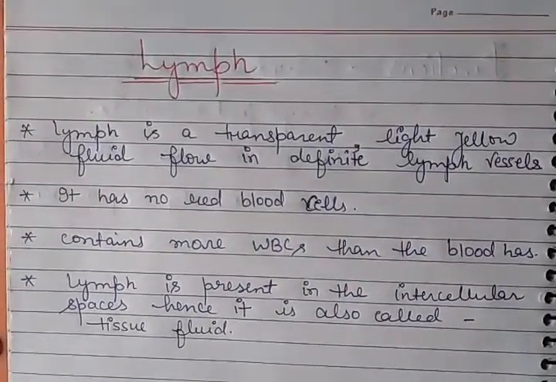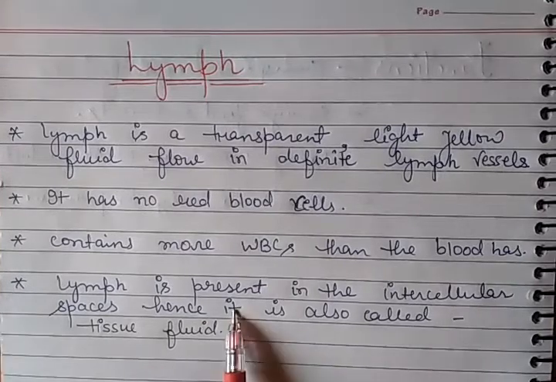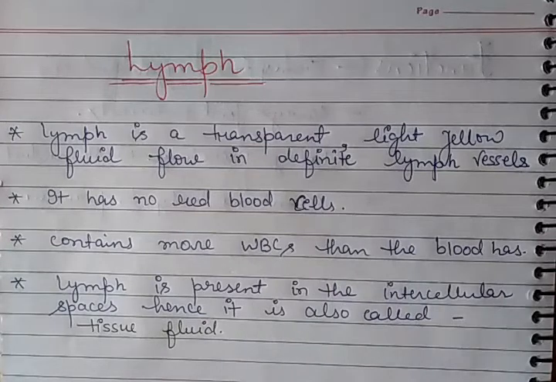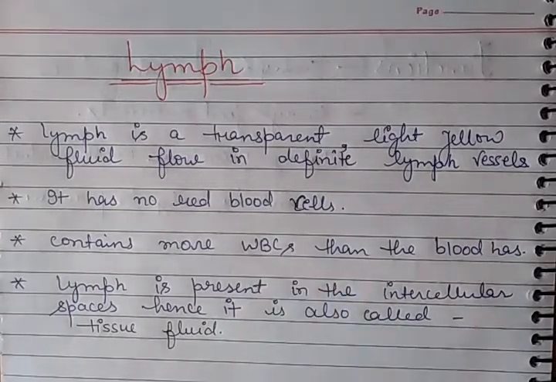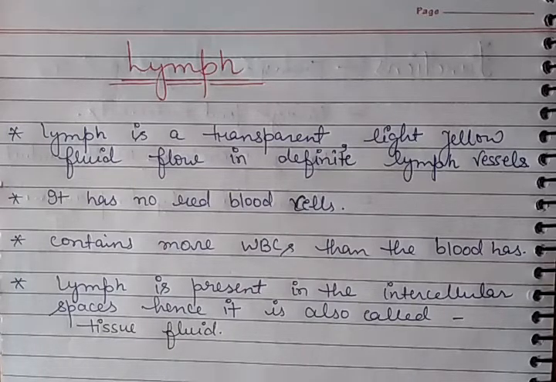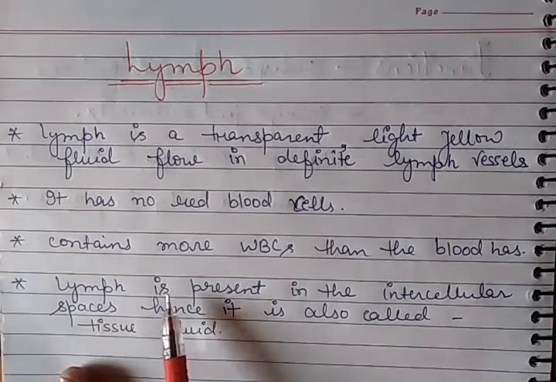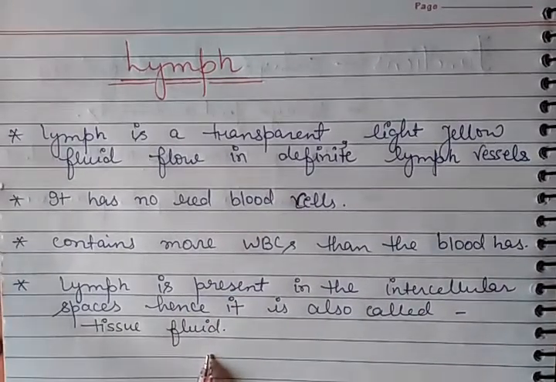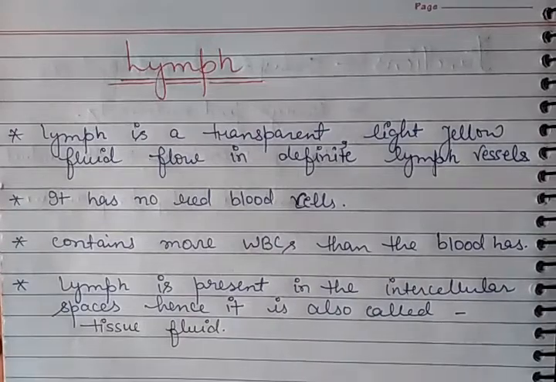Now in the lymph, the matrix is also a fluid which is similar to the plasma, just like in the blood, and the cells which are present in the lymph are mostly white blood cells. So this is all about the lymph. Lymph is also a vascular tissue because it circulates in our body. It also circulates between the tissues, and hence it transports material from one part of the body to another part.